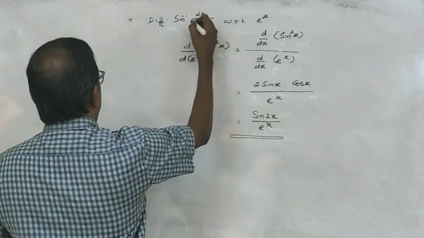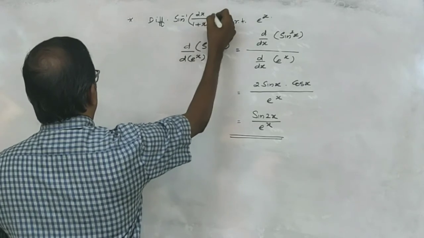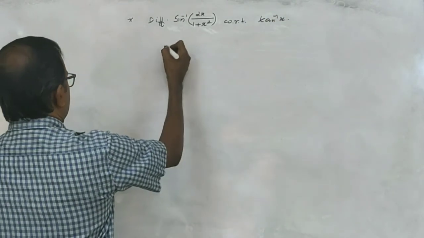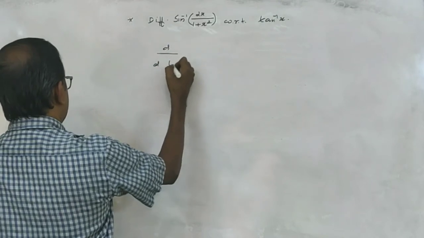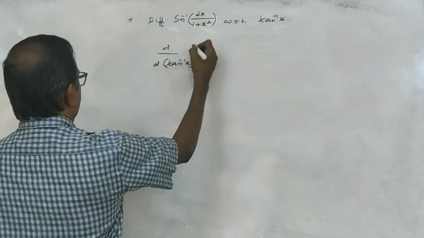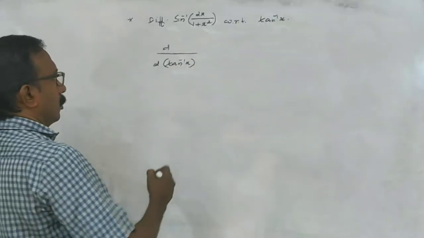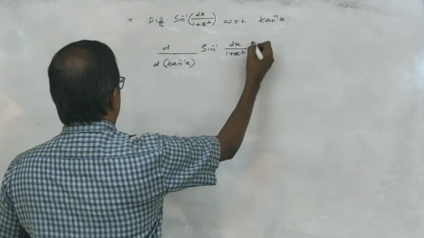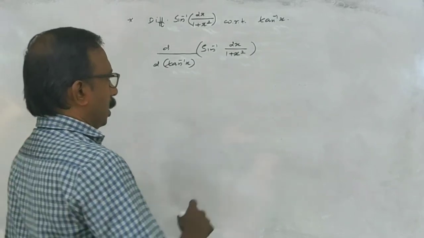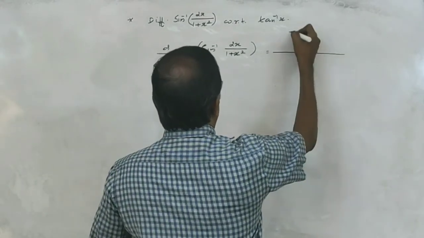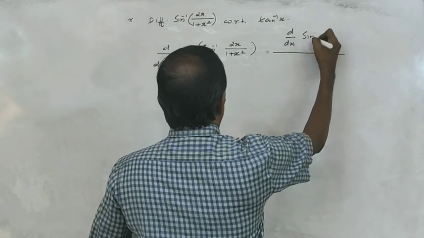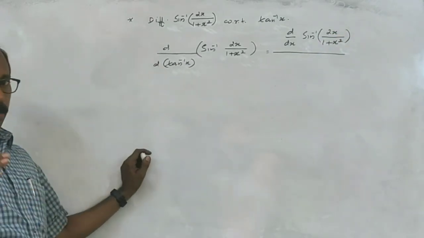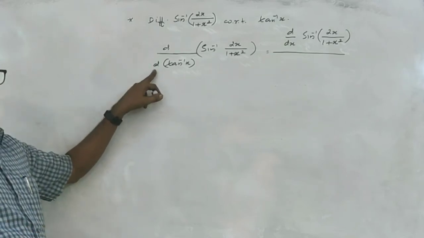Another example is the derivative of sine inverse 2x by 1 plus x squared with respect to tan inverse x. That is d by dx of sine inverse 2x by 1 plus x squared divided by d by dx of tan inverse x.